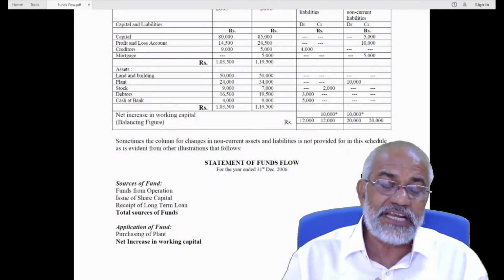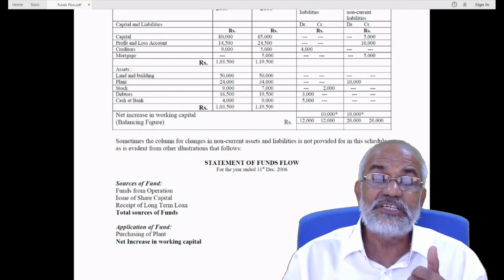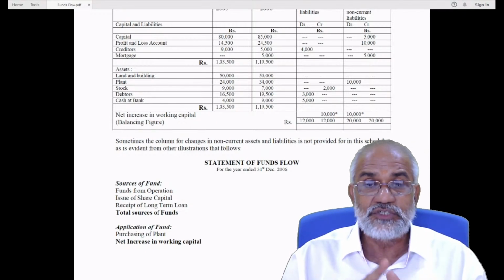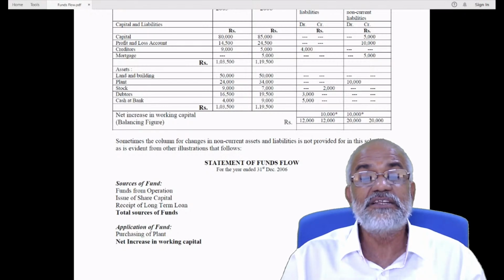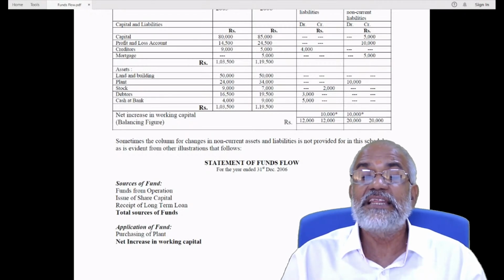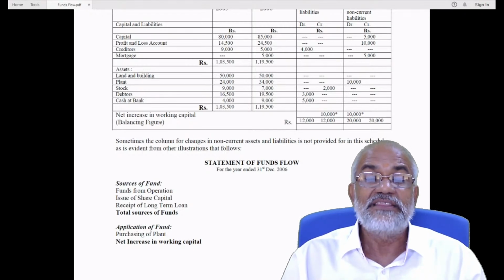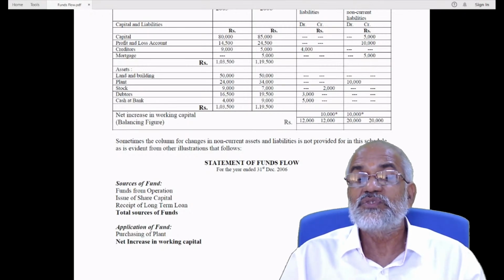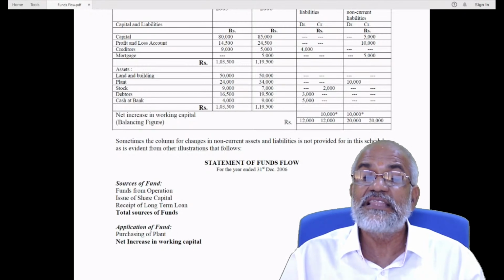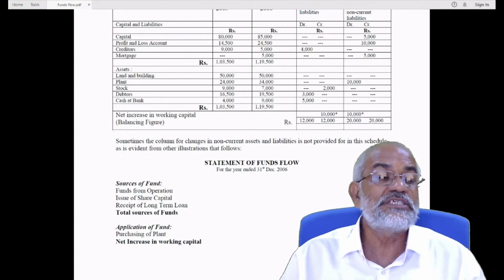Plant was 24,000 at the beginning and 34,000 at the end, which means obviously there is an addition to plant and machinery, or purchase of plant and machinery amounting to rupees 10,000, which results in an application of funds. So purchase of plant under application or uses of funds is taken as 10,000 rupees. And the net increase in working capital is also an application. So taking that into consideration, 10,000 plus 10,000 would be exactly similar to the total sources of funds.